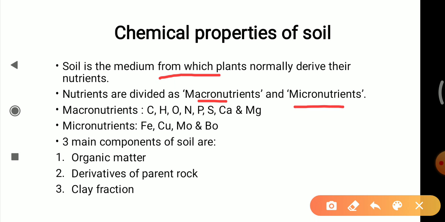There are three main components of soil: organic matter, derivatives of parent rock, and the clay fraction. Organic matter always comes from the dead and decayed plants and animals. Derivatives of parent rock are from the parent rock from which the soil has been derived, and then the clay fraction. These are the main components of the soil.